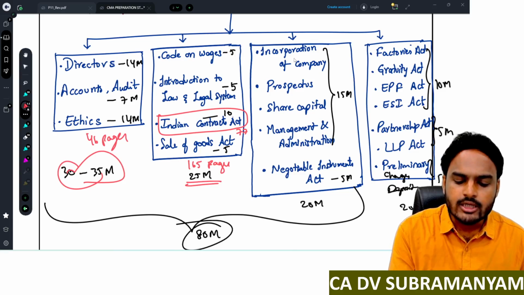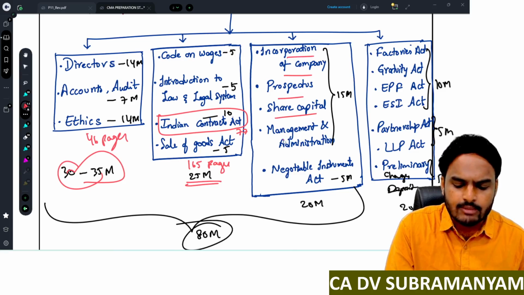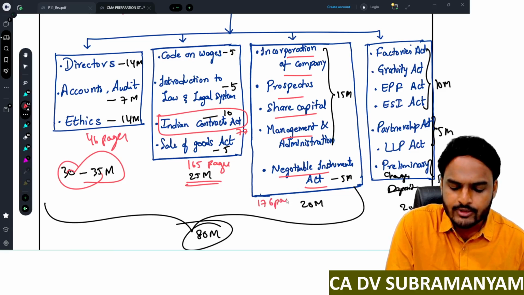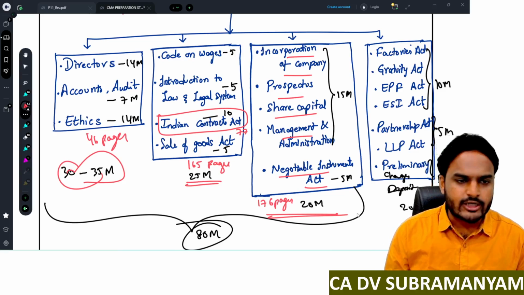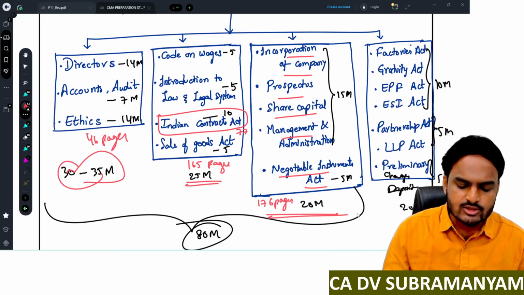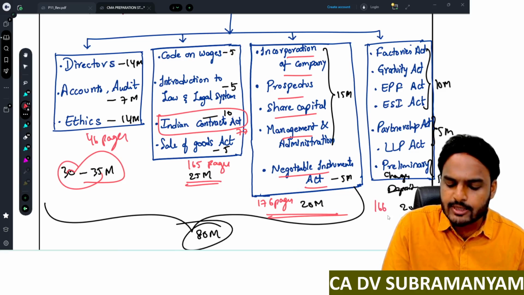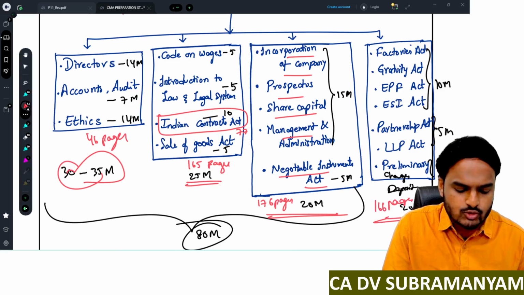And next one: Incorporation of Company, Prospectus, Share Capital Management and Administration, and the Negotiable Instruments Act. See, these 5 chapters put together are 176 pages, and the expected weightage is 20 marks. And the last one has 166 pages, and the weightage is 20 marks.